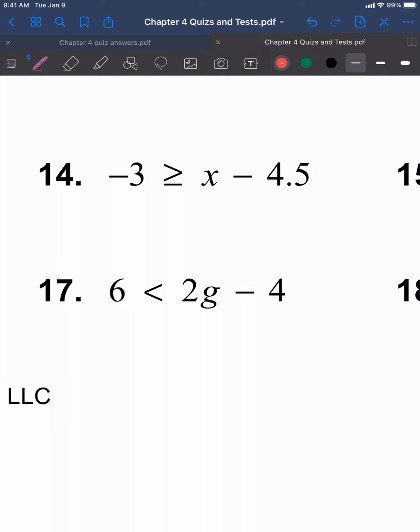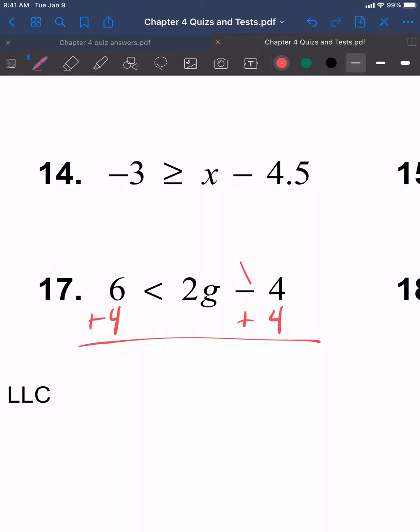Trinity, if I wanted to get G by itself, there's a 2 that's being multiplied to it, and it's also being subtracted by 4. What's the first thing you would get rid of? Yes, very good. I'd get rid of that negative 4 by adding 4 to both sides. 6 and 4 is 10. Now, Trinity, what would you do? Wonderful. Divide by 2, divide by 2.